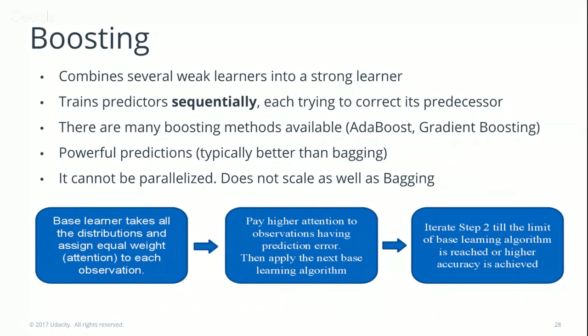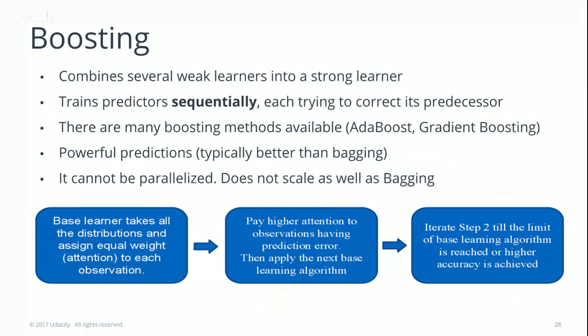There are many powerful boosting methods available, such as AdaBoost and gradient boosting. All of these you can look up in more detail on sklearn. But using boosting, you'll generate a lot of powerful predictors. Something to note about boosting as well is that it cannot be parallelized, so it doesn't scale as well on its own as bagging does.